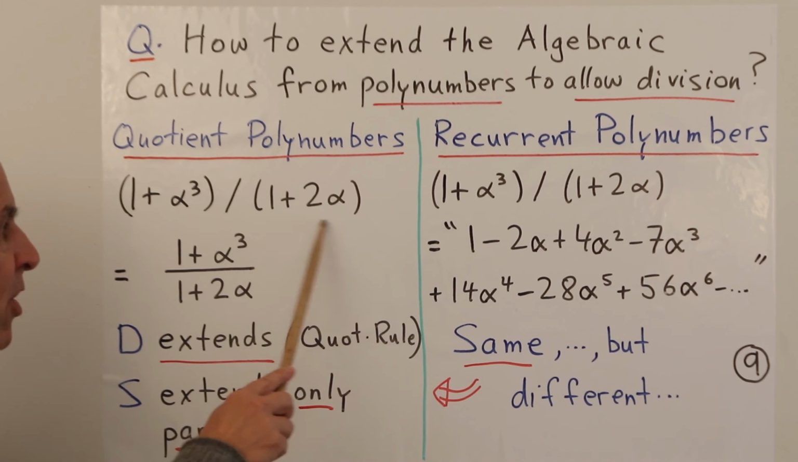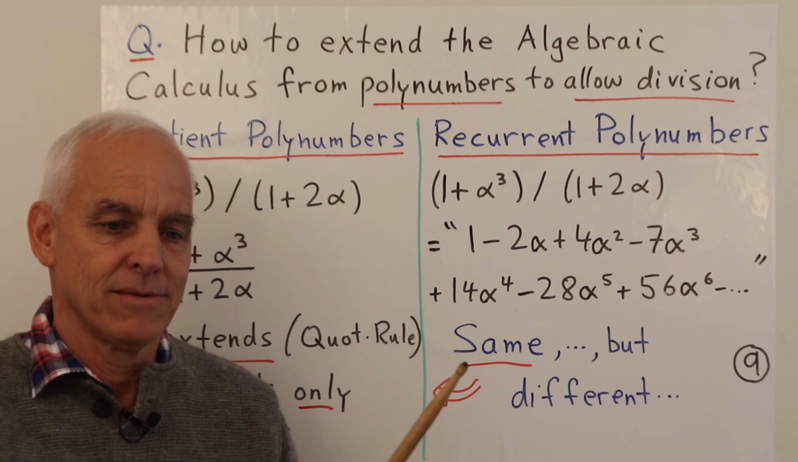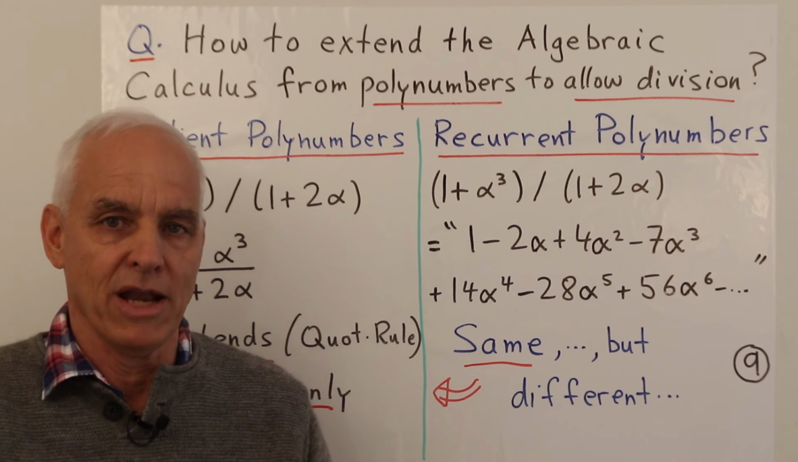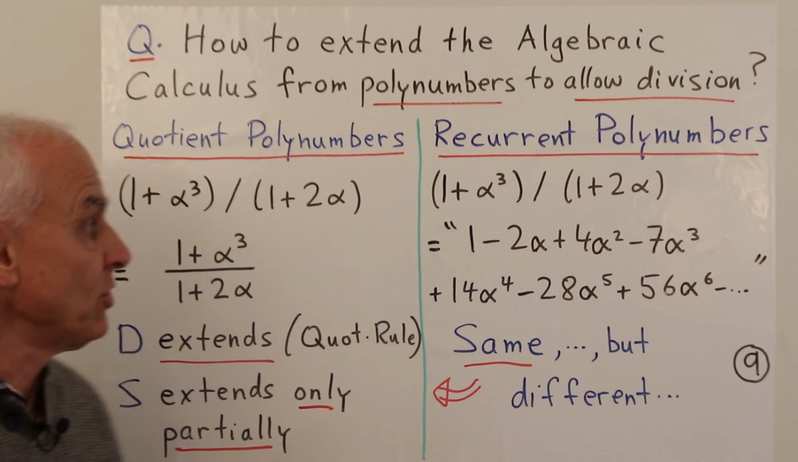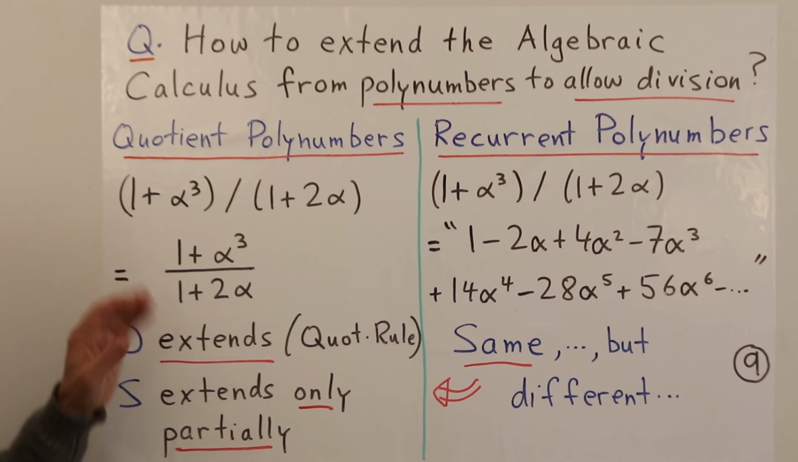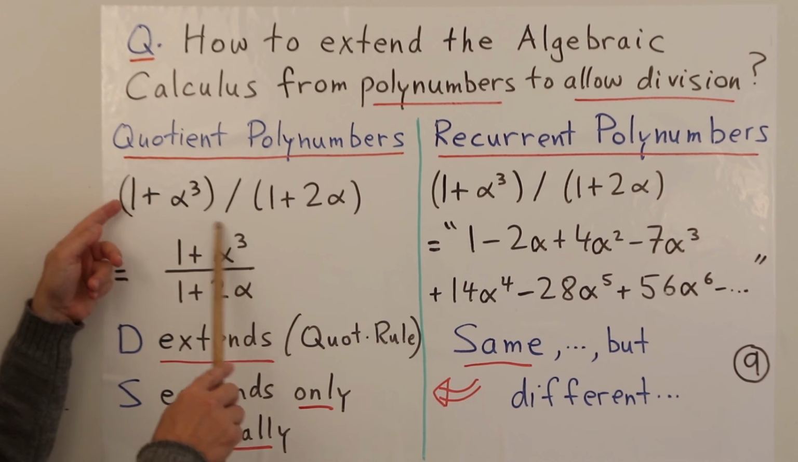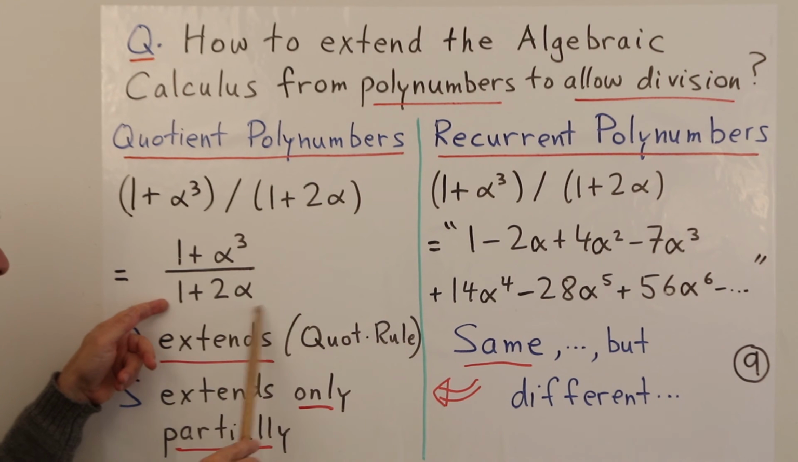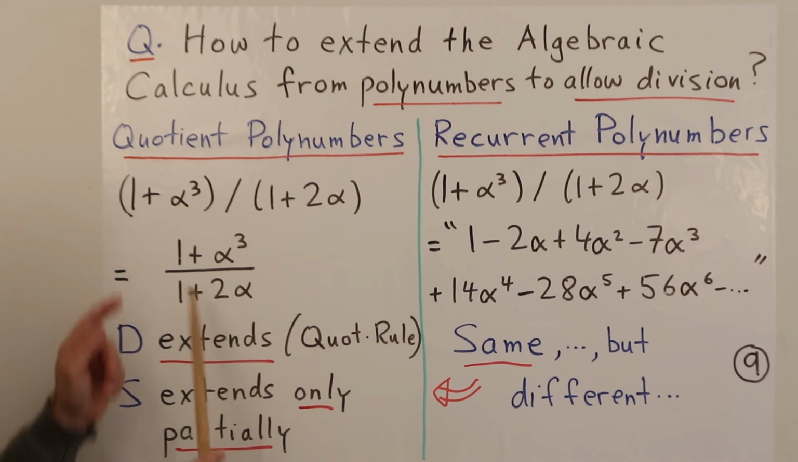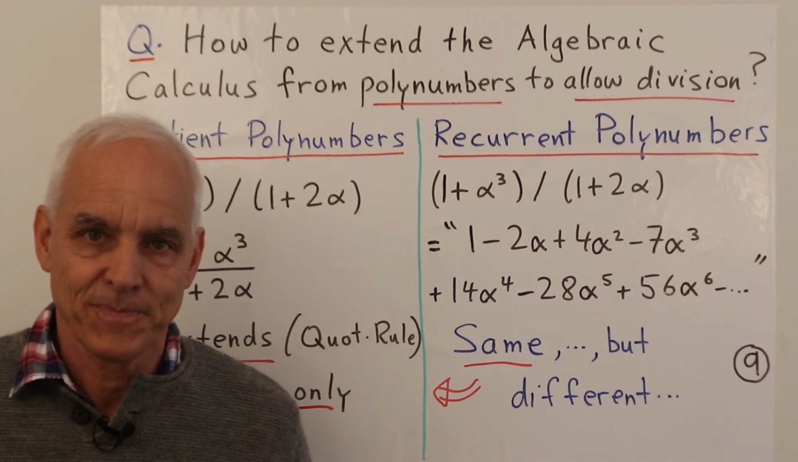Now, this polynumber does not divide this one, so we cannot get a resulting quotient polynumber. Nevertheless, what we can do is the same kind of thing as we did with fractions. We can introduce a formal object where we write down an expression with this thing here in the numerator and this thing here in the denominator, and we call this a quotient polynumber.